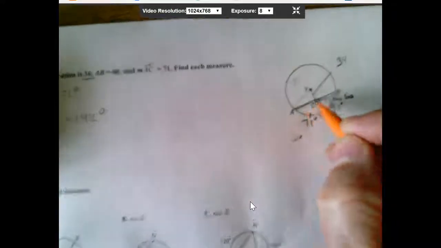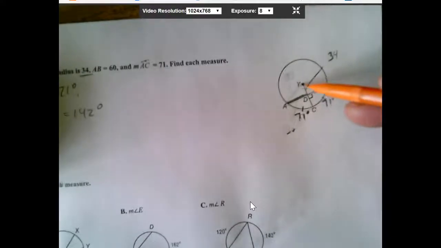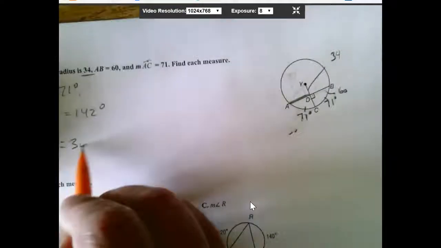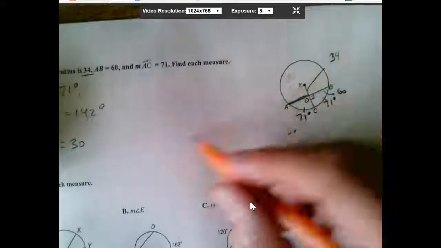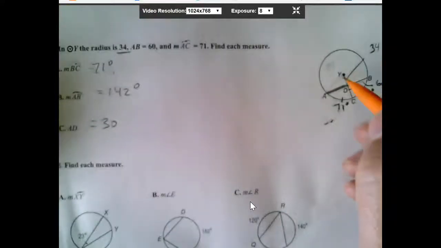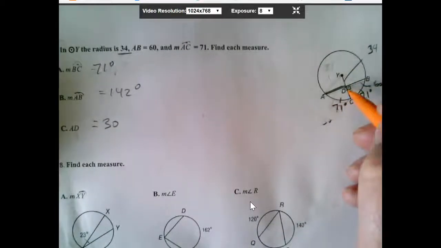And then AD, this is the harder one to find, right? We should know if this is cutting this in half at a right angle, this really is just cutting this 60 in half, and that would be 30. Perhaps the harder one, and this isn't in your review, would be, well, what if this is 30, then what is this one right here, YD? What's that equal to? It might be hard to figure out, right?